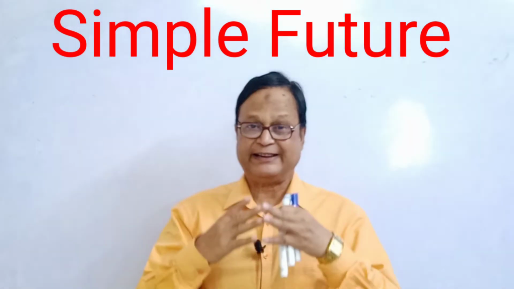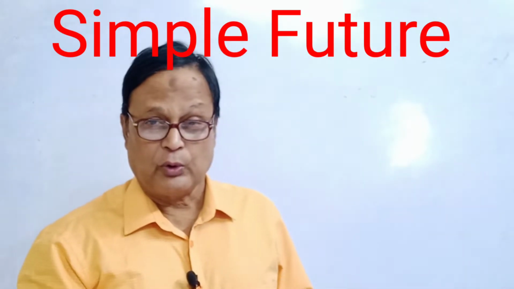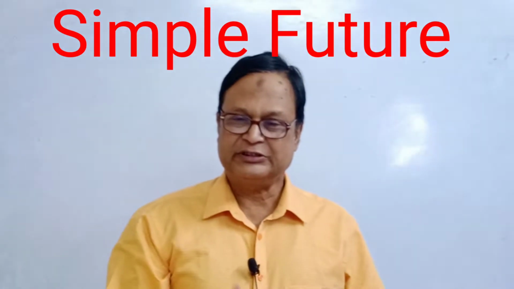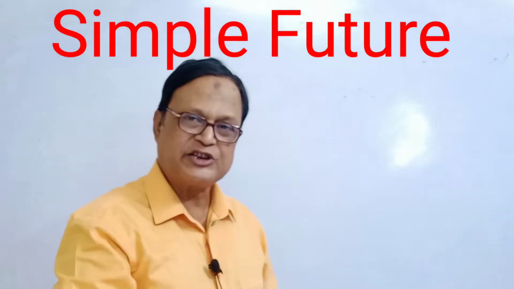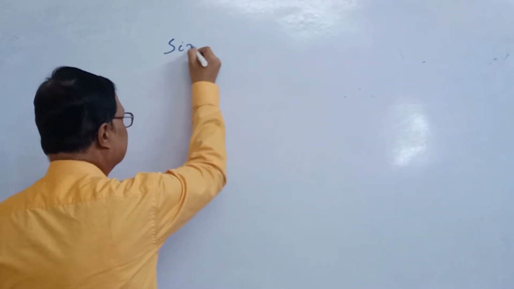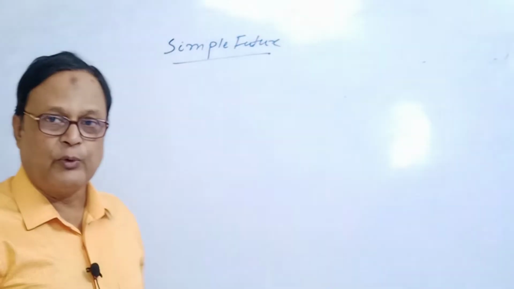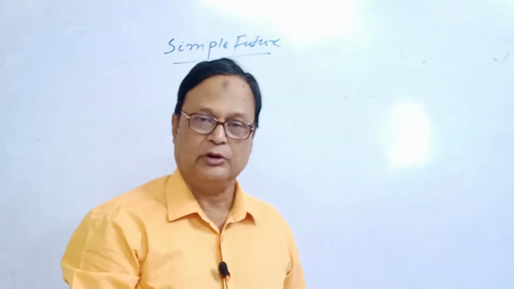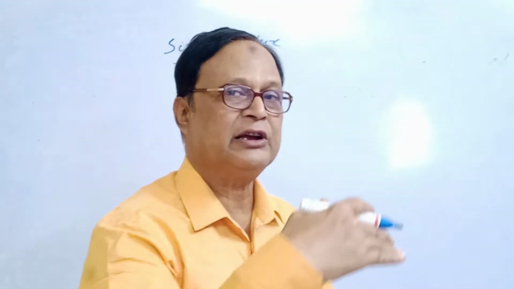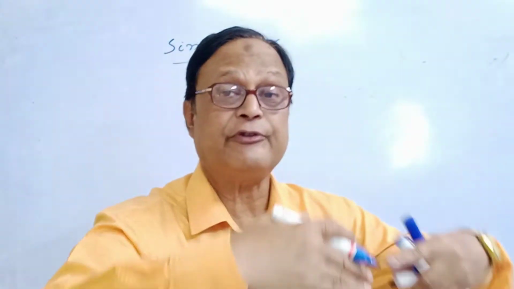Students, now I am going to teach you simple future. What is simple future? We are talking about something that happens after now. Now I am writing over here: future indefinite or simple future. We are talking about something that happens after now. In Hindi, we can say it ga, gi, ge. Kal jaunga, khaunga, suunga, dekhunga. Ye kal ka baat hai, yani ke future ka baat hai.